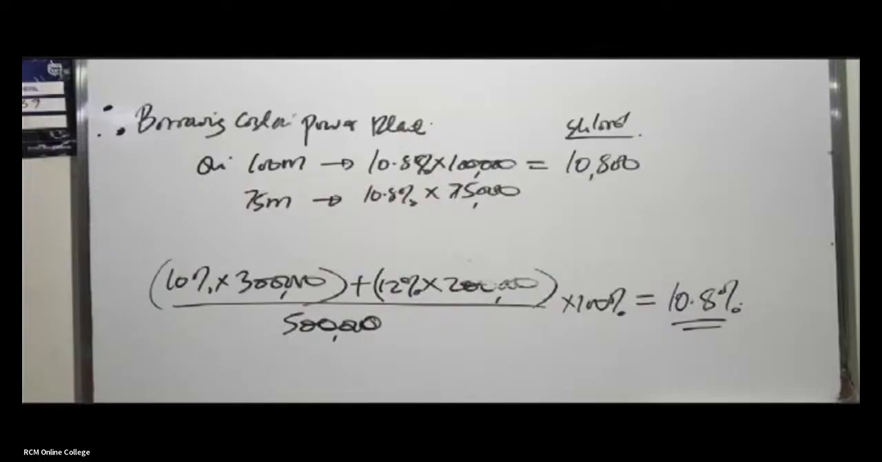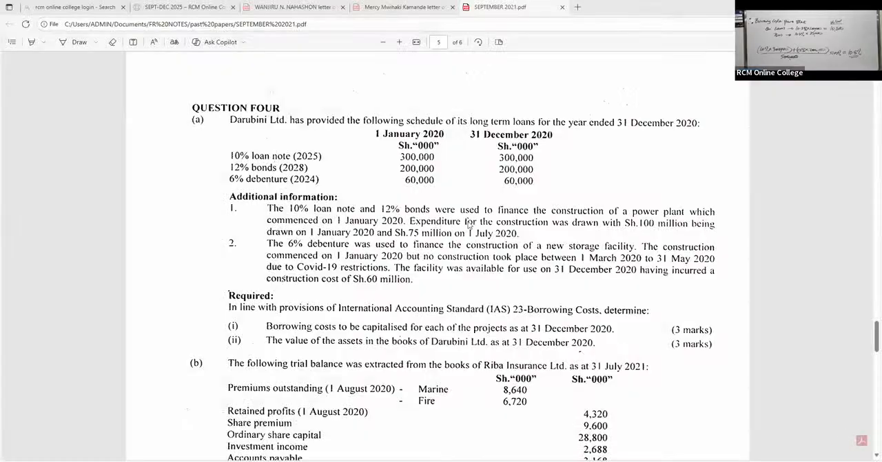Then there's something you have to take note of. It was from which month? Let's confirm there. You are told that the 10% loan notes and 12% bonds were used to finance the construction of the power plant, which commenced on 1st of January. The expenditure for the construction was drawn with 100 million being drawn immediately. So this one was for the entire year. But this one was drawn on 1st of July, so it was for 6 months.